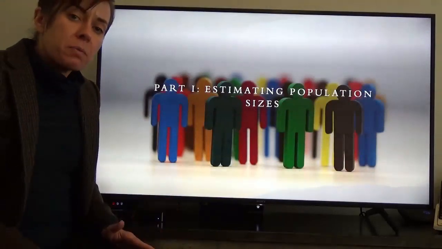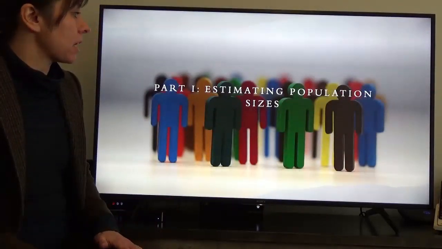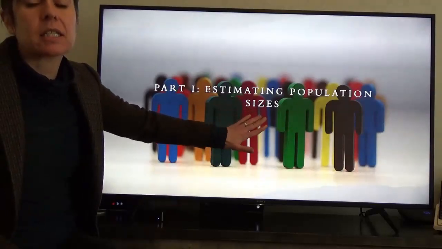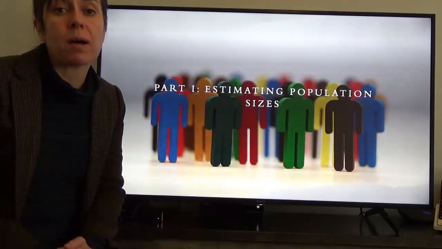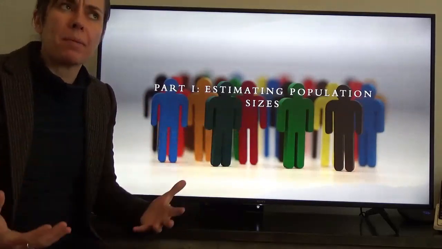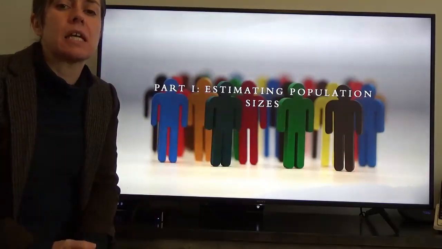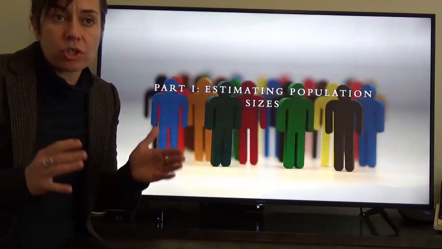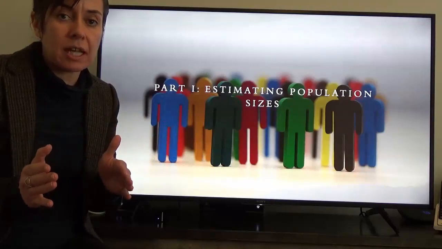The first part of this week's lectures will focus on estimating population sizes. And so we'll learn some terminology about populations and population sizes, and we'll learn about some methods used to estimate population sizes.